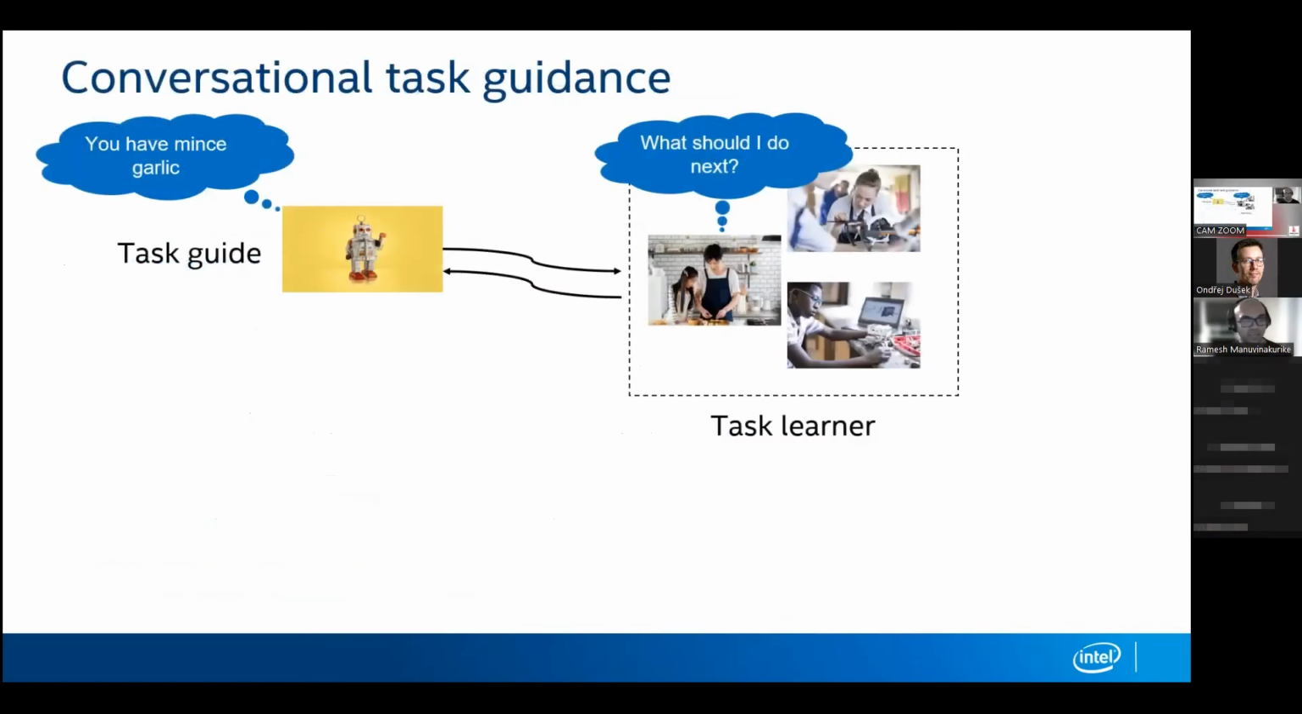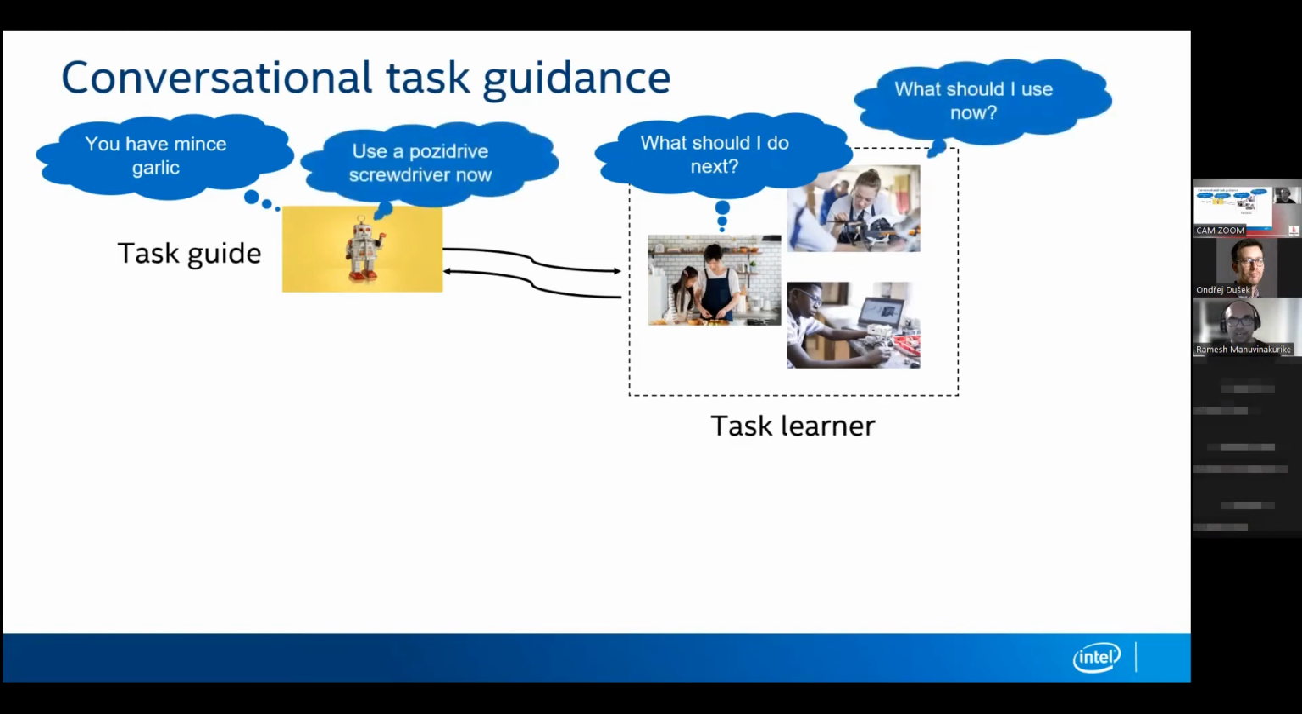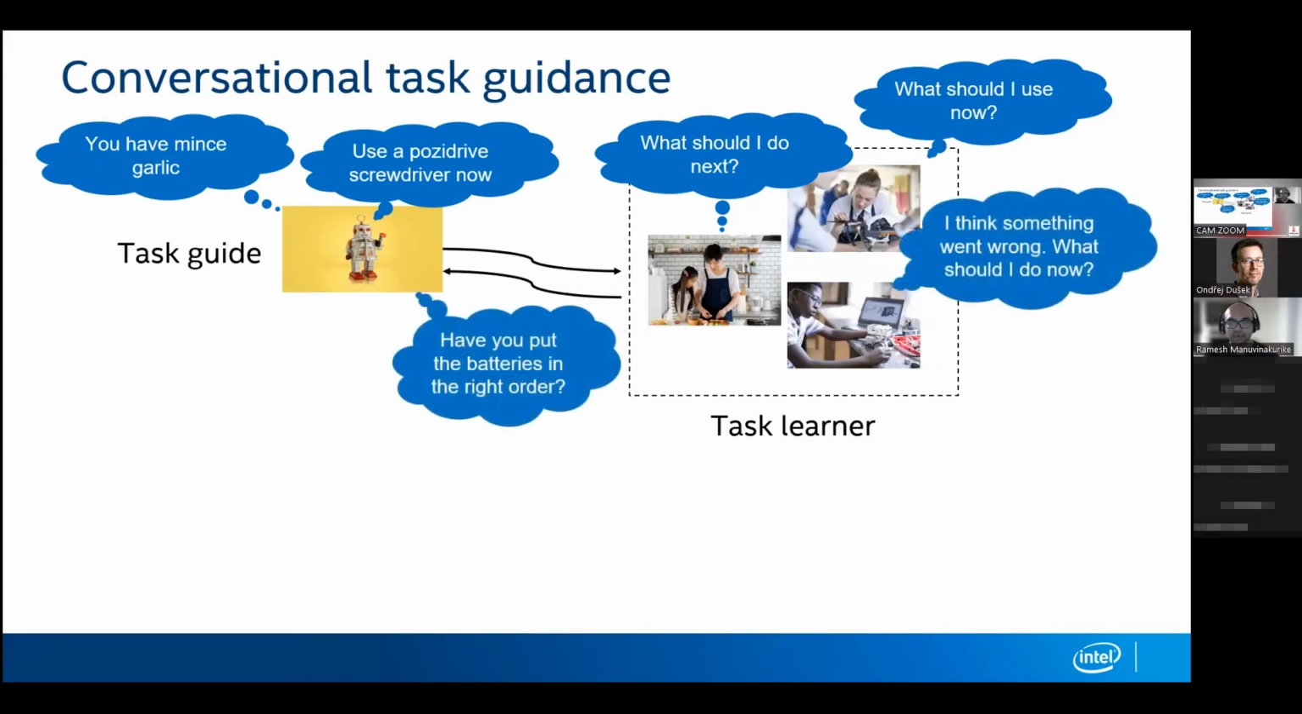So let's take a look at an example, right? What does task guidance actually mean and what does it look like? What should I do next in a cooking domain? Minced garlic, right? In a manufacturing related domain, what should I use now? Inform them about tools: Phillips screwdriver, right? The other thing is for debugging, for maintenance purposes. I think something went wrong. What should I do now? Have you put the batteries in the right order?